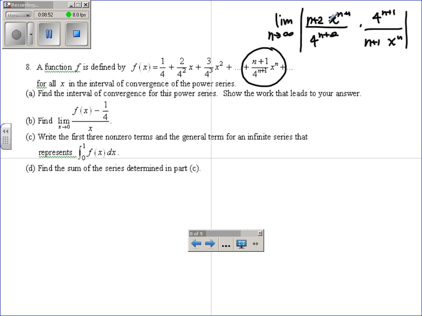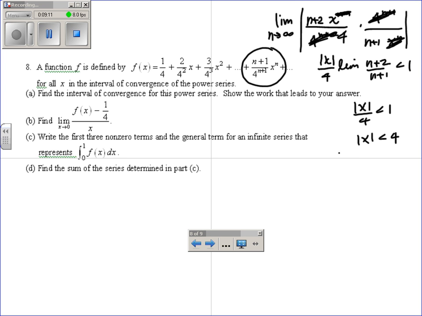And so we try to cancel out some stuff. We would just be left with x, and we'd be left with 4 down here. And so we have x over 4 and the limit of n plus 2 over n plus 1, which is 1. So we have x over 4 must be less than 1, so x must be less than 4. So negative 4, 4, is the interval of convergence.